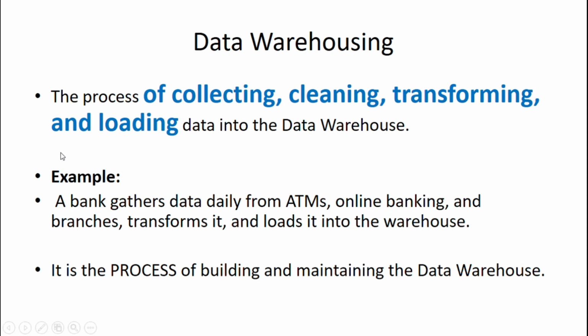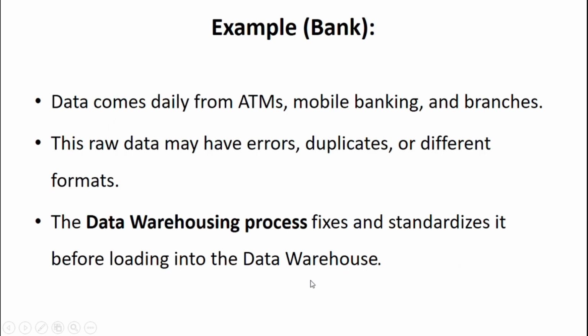Now let's see what is data warehousing. Data warehousing is the process of collecting, cleaning, transforming and loading data into the data warehouse. It's all about the process of storing data. For instance, let's see the bank. Data comes daily from ATMs, mobile banking and branches. This raw data may have errors, duplicates or different formats. The data warehousing process fixes and standardizes it before loading into the data warehouse.